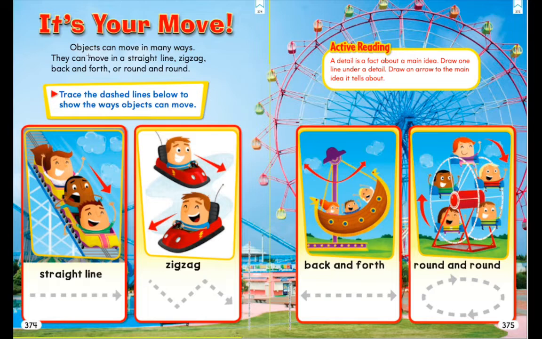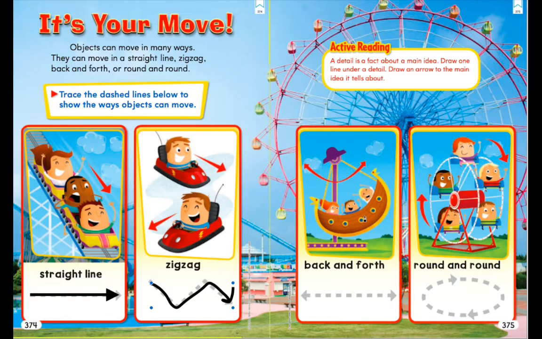It's your move. Objects can move in many ways. They can move in a straight line, zigzag, back and forth, or round and round. So one is straight line. Look at this straight line. Draw the arrow. Do you see how straight they're going on the roller coaster? And on the bumpy ride, they are going zigzag.